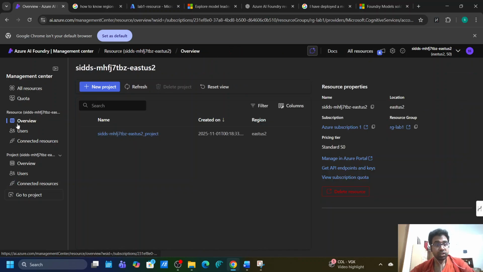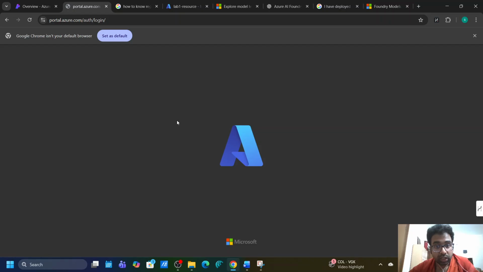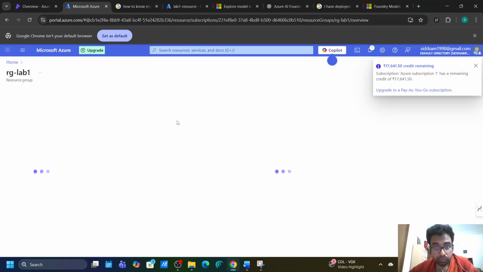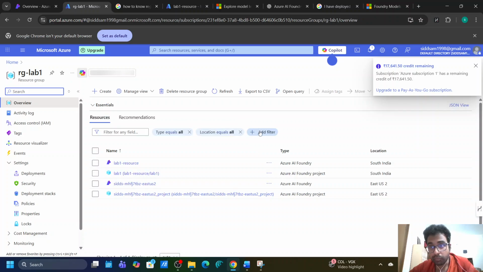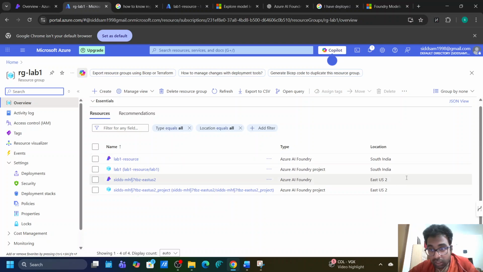Now the question is, we can go to the resource group, and we will find that it has created two projects for me, one in East US and one in South India. You can see here in East US, it has created the Azure AI Foundry resource and the Azure AI Foundry project. And also in South India, it has created the Azure AI Foundry resource and the Azure AI Foundry project resource. So now let's understand why this happened.